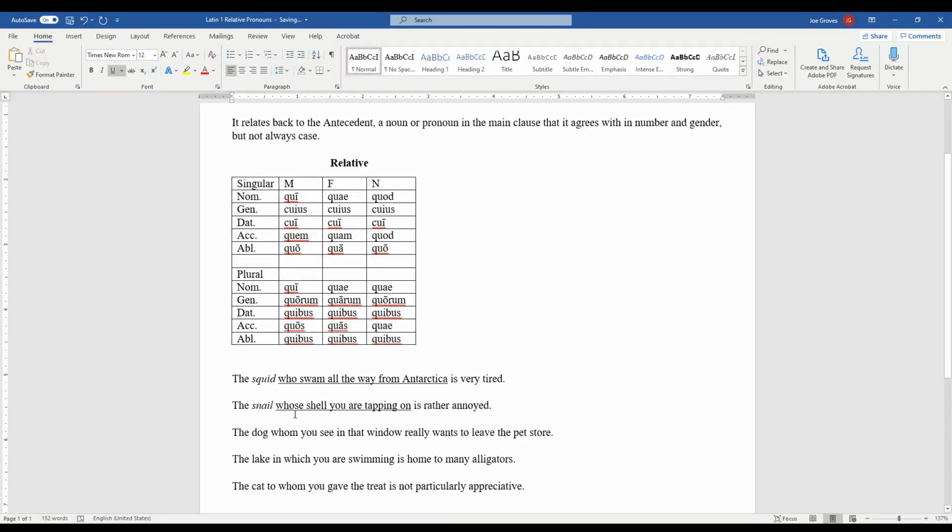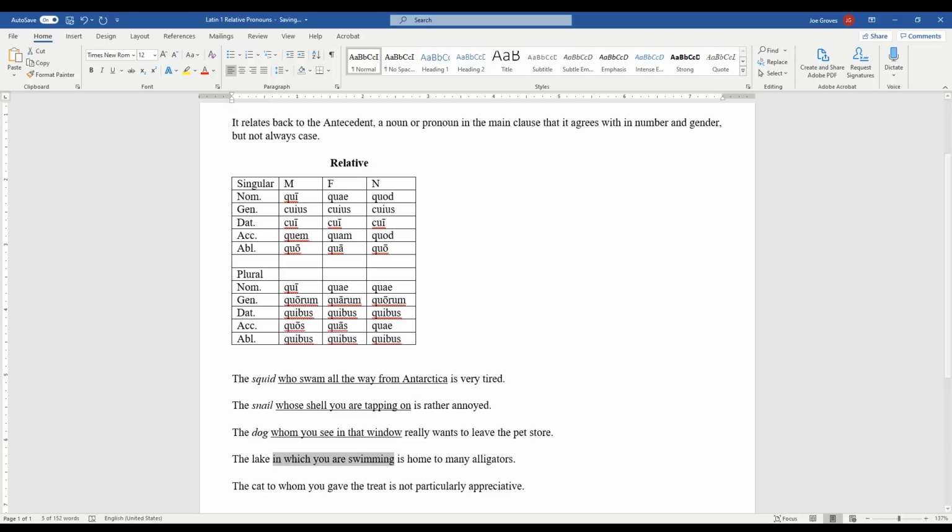So the relative doesn't even have to be a structural piece of its own clause. It could be the direct object too. If you have the dog whom you see in the window really wants to leave the pet store, the dog is also the subject here in the main clause, and whom you see in the window is your relative clause. So the dog is, of course, the antecedent, the thing you're talking about with whom, but here he would be in the nominative in Latin, but he would be in the accusative here because you are doing the seeing to him. You can even have a relative pop up in a prepositional phrase.